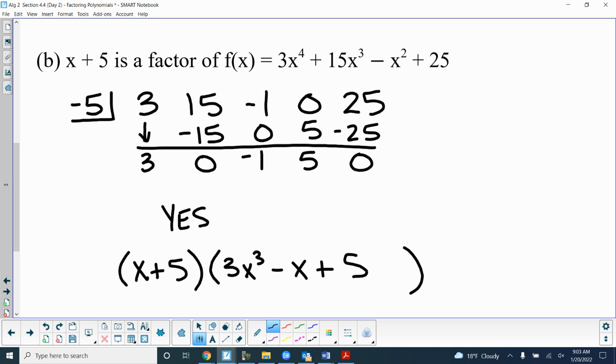Does that make sense? You know, we just said 8 divided by 4 was 2, because we got a remainder of 0, right? That means 2 times 4 is 8. So since this divided by -5 is this, that means x plus 5 times 3x cubed minus x plus 5 equals what we started with. Does that make sense to you? Okay.